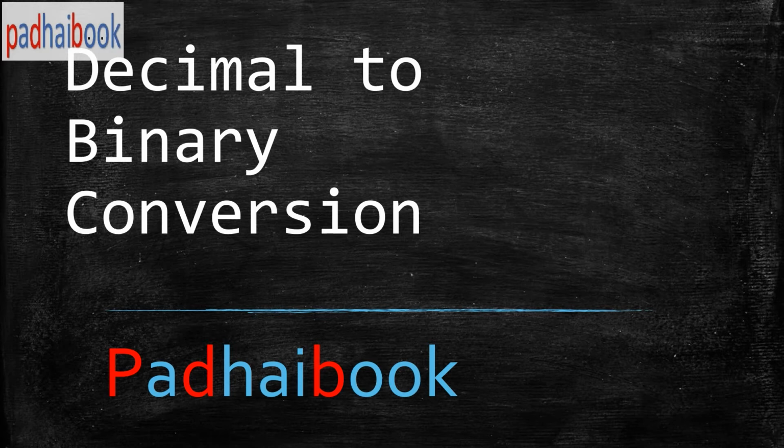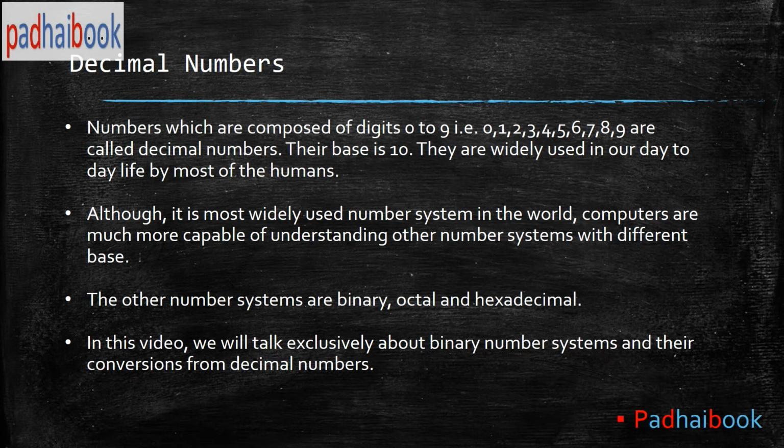Okay, what are decimal numbers? Numbers which are composed of digits 0 to 9, that is 0, 1, 2, 3, 4, 5, 6, 7, 8, 9, are called decimal numbers. Their base is 10. They are widely used in our day-to-day life by most of the humans.